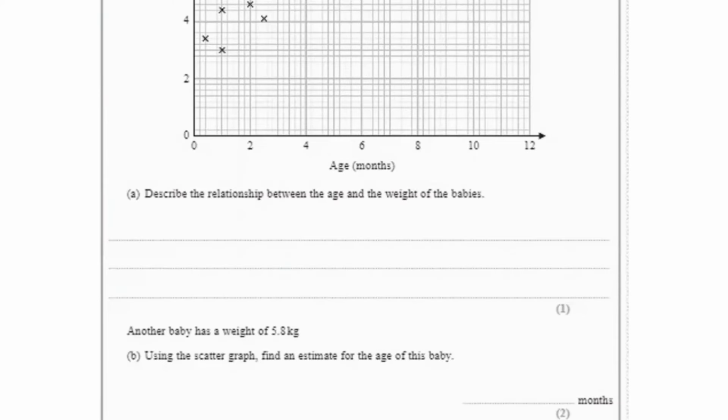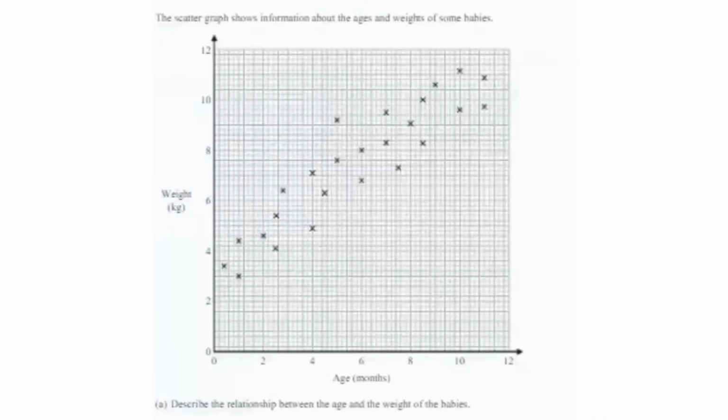And part B says another baby has a weight of 5.8 kg. Using the same scatter graph, find an estimate for the age of this baby. So 5.8 kg is the weight of this baby.